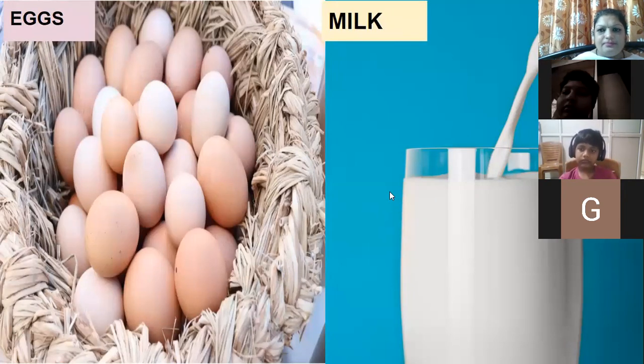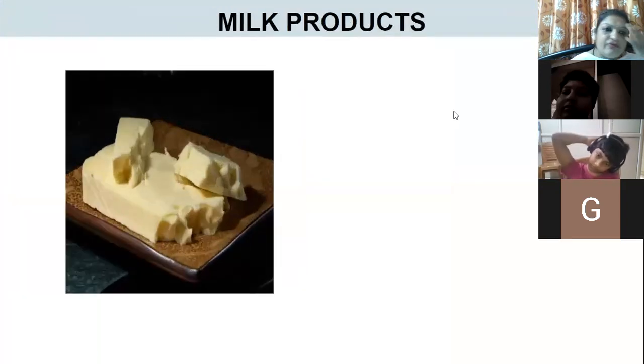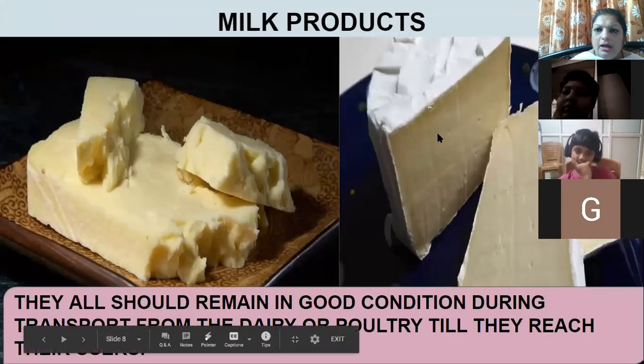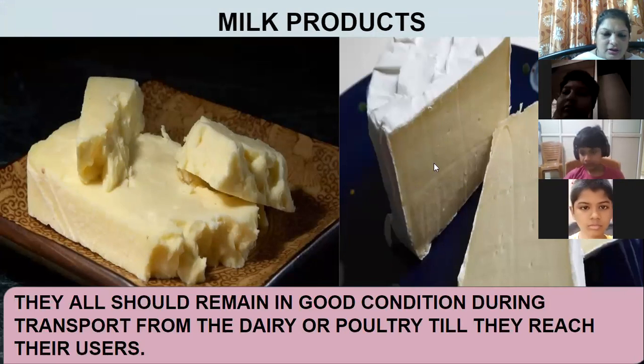So eggs, milk, different types of milk products. For example, here you can see cheese, paneer. They all should remain in good condition during transport from the dairy or poultry till they reach their users. And who are the users? We are. We are eating cheese, butter, milk products, paneer, but it should remain intact. We need to preserve it, and that's why it should remain in good condition. So what will they do?